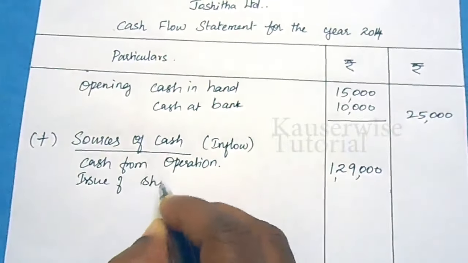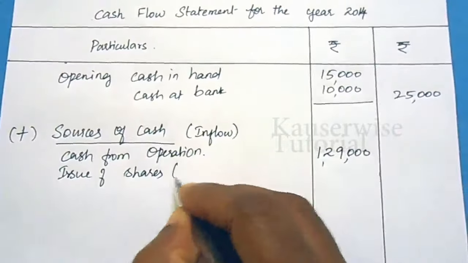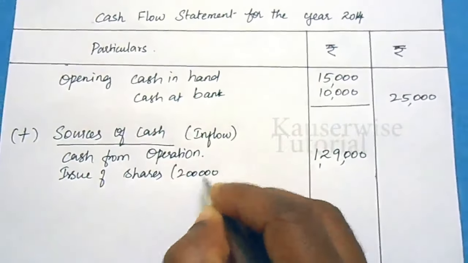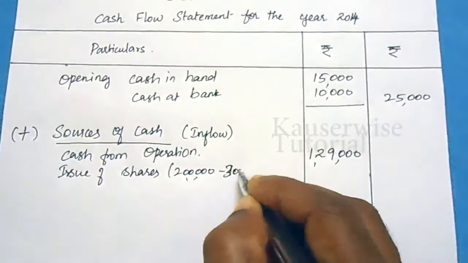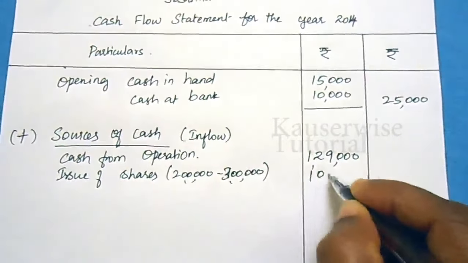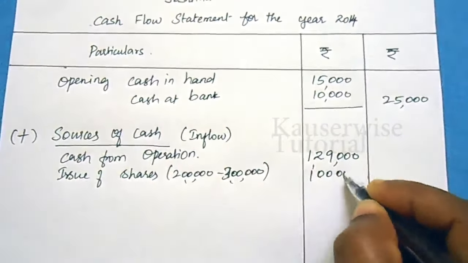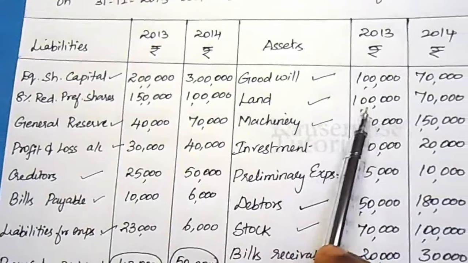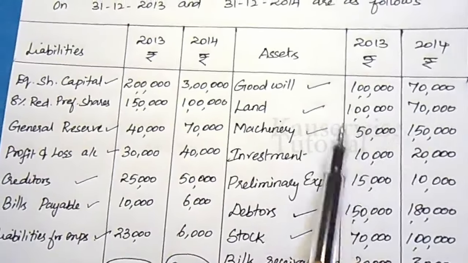Issue of shares. How much? 2 lakhs last year, current year 3 lakhs. Difference 1 lakh. No, 1 lakh is an inflow of cash. Here land and machinery. Okay, we have prepared a separate ledger. No, just refer to the ledger.